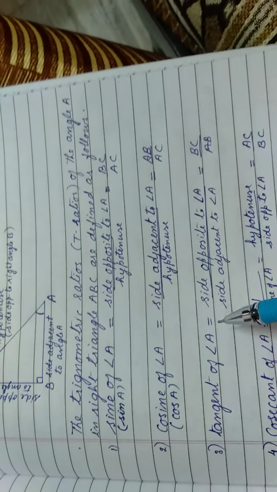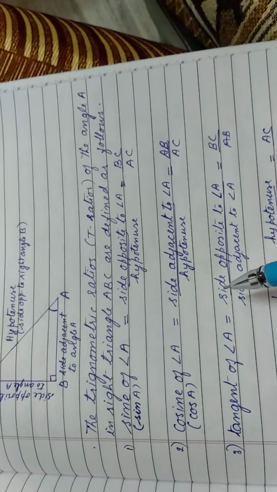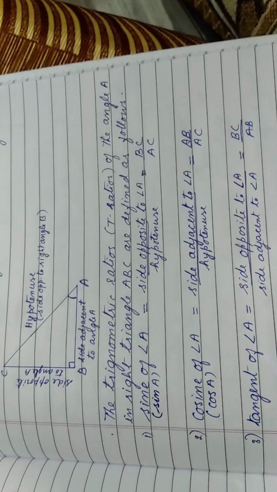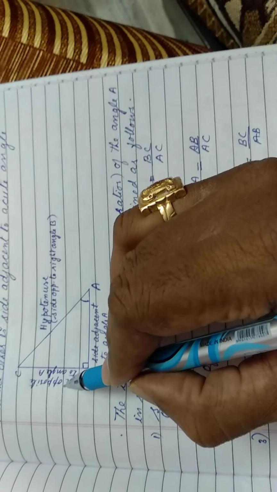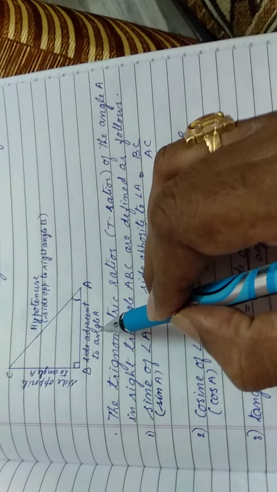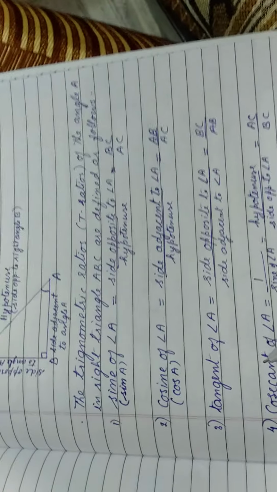The tangent of angle A, also called tan A, is defined as the side opposite to angle A by side adjacent to angle A. So tan A is side opposite to angle A by side adjacent to angle A. So these are all the meanings of these ratios which you have to learn by heart.